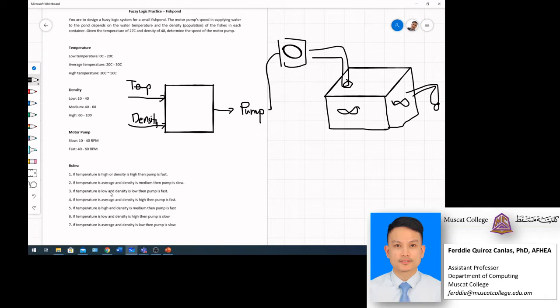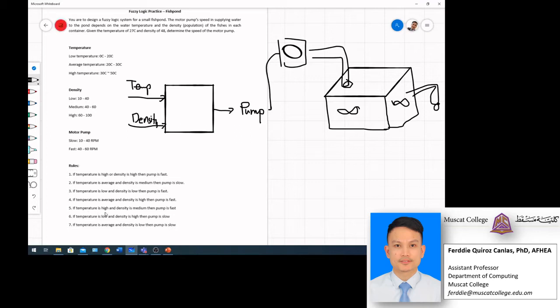Now, if the temperature is very low, meaning almost freezing, and the density, we have few fishes here, the pump should be fast. It has to replace the water because the water is very cold, so we have to replace it so that the fishes will not die. And if the temperature is average and the density is high, meaning the temperature is not cold, not hot, but we have plenty of fishes, we have to speed up the pump because we have to clean the water. You have to know that if you have plenty of fishes, the water will become very dirty, so we have to replace it. That's why even though the temperature is average, but we have plenty of fishes, we have to speed up the pump.